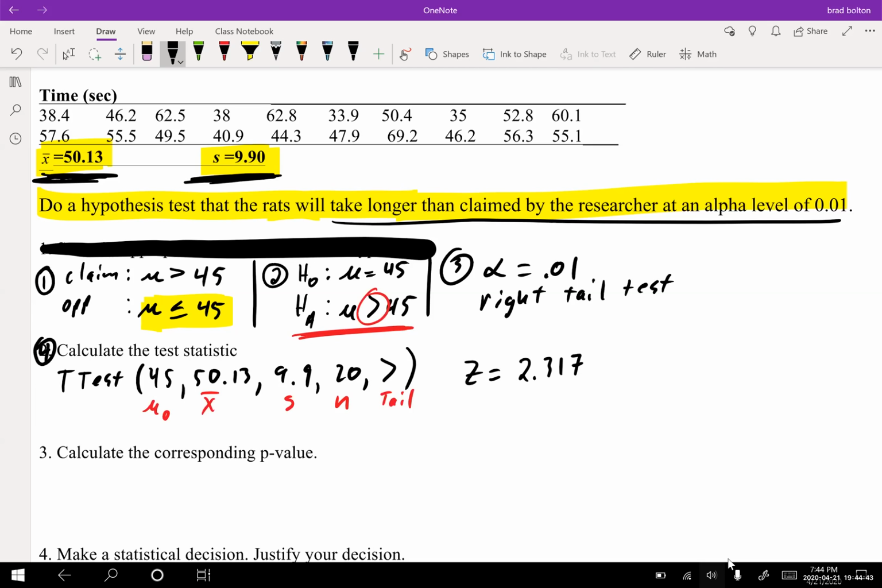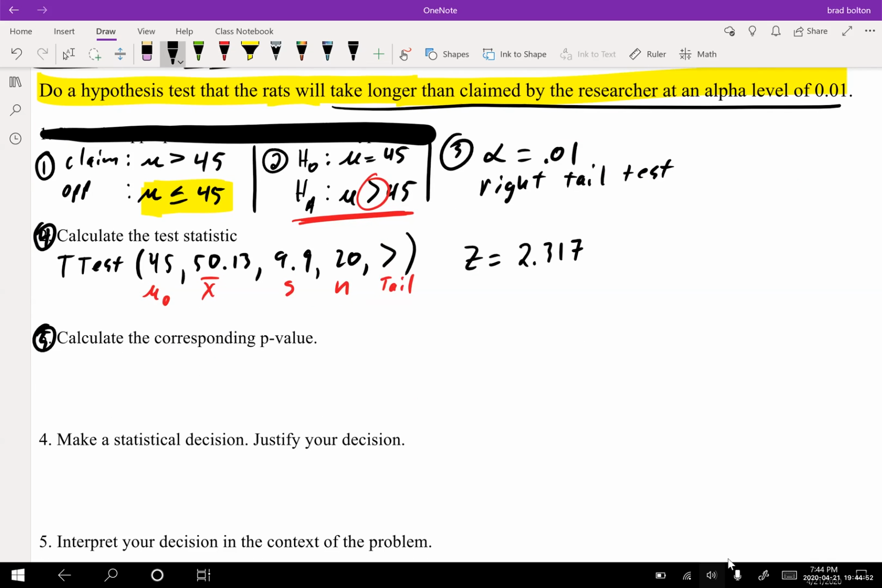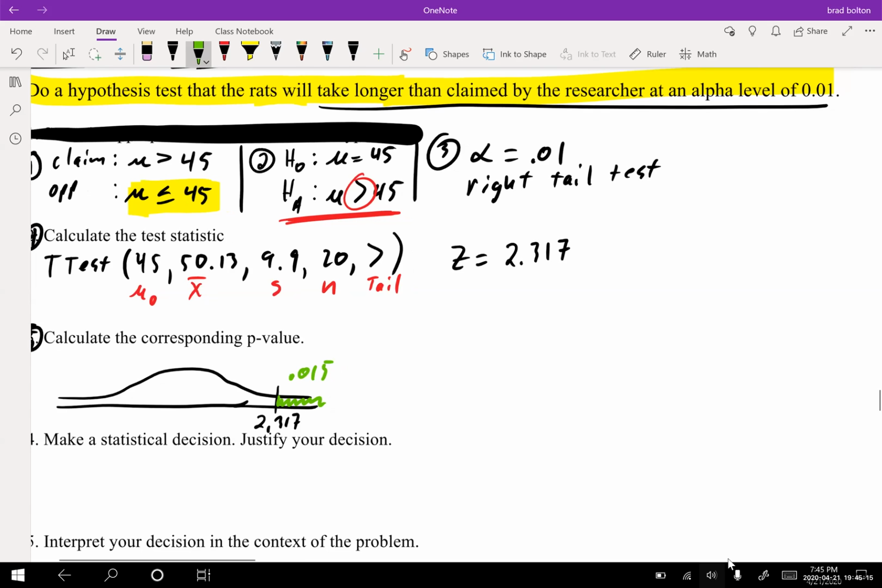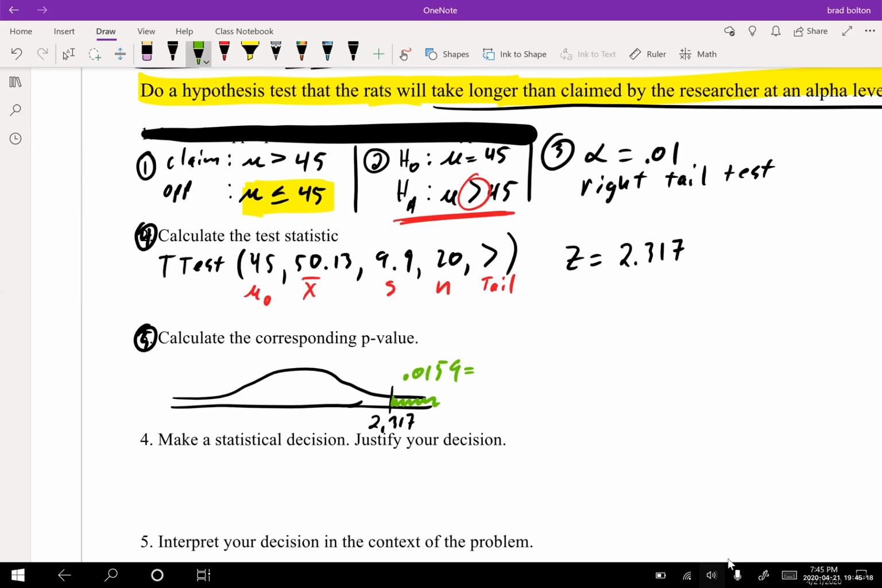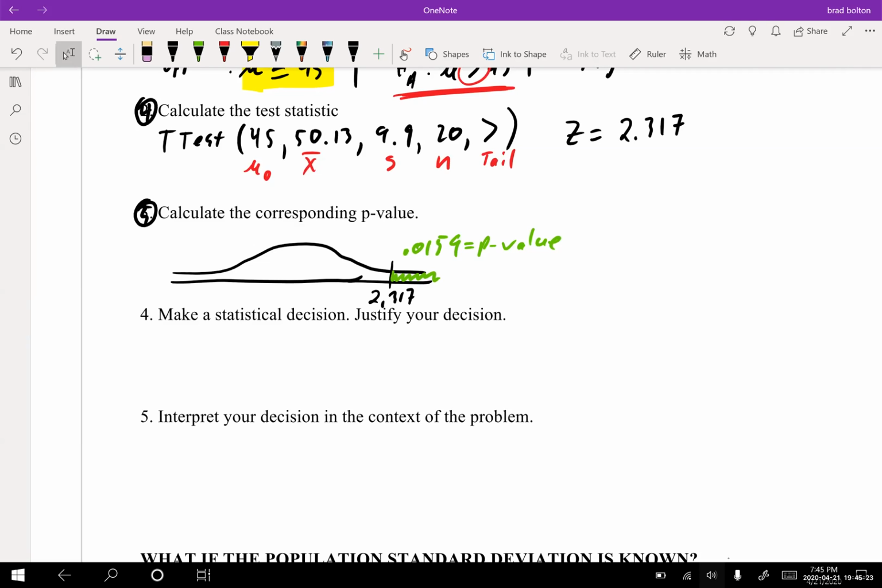Now technically, if you look on your calculator, you already see that you have a p-value of 0.015899. But we'll get to that in a second. So in my step 5, we're going to draw a picture. We're going to shade on the right-hand side. We're going to put 2.317 right here, and we're going to shade this area to the right. Now we know that this is my p-value, and according to the calculator, it's 0.0159. And again, I got that from the calculator using the t-test.